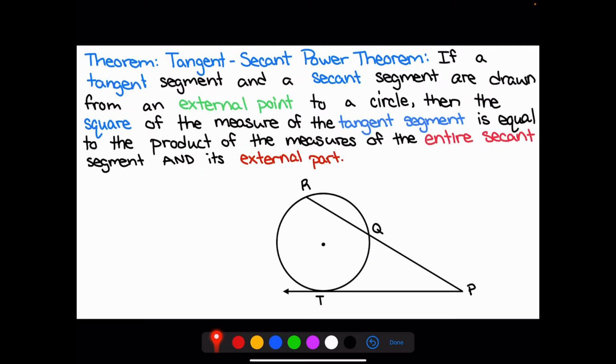Our next theorem is the tangent-secant power theorem. Of course, we can go ahead and look at this. We see that we have a tangent line here, tangent PT. And then we have a secant segment here, secant RP.